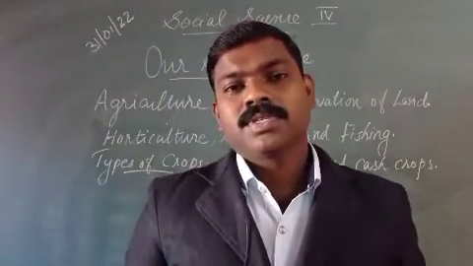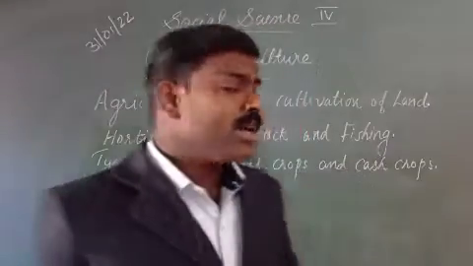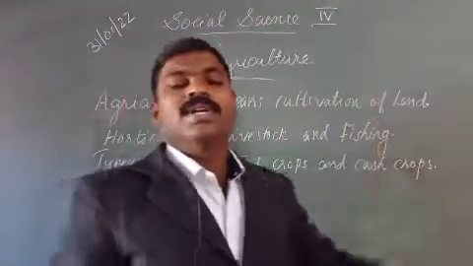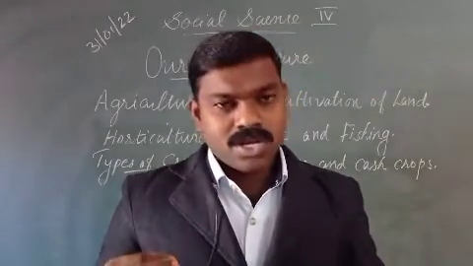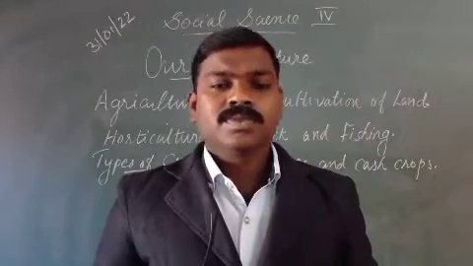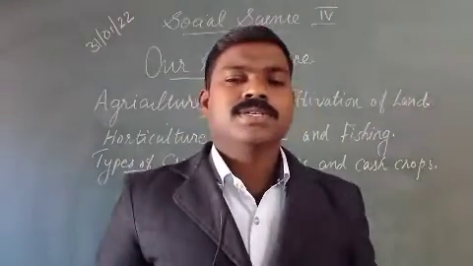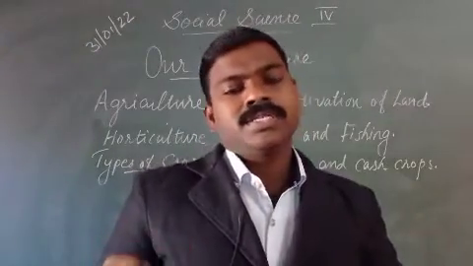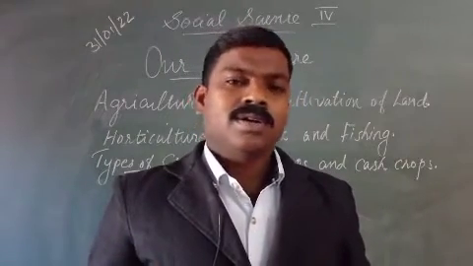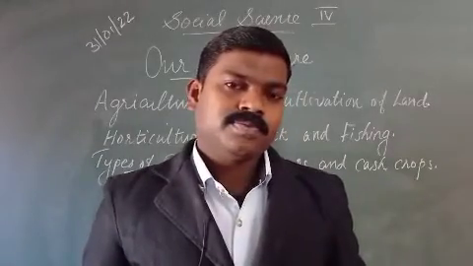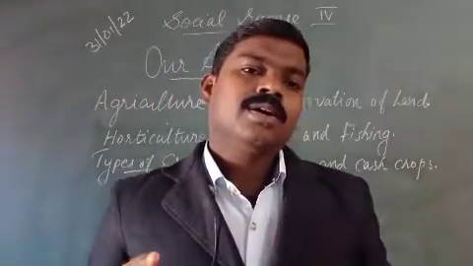Agriculture means cultivation of land. Cultivating, plowing the field, then sowing the seeds, then irrigating the field, using the fertilizers, and doing all the necessary things for good crop production. That is the process in agriculture.